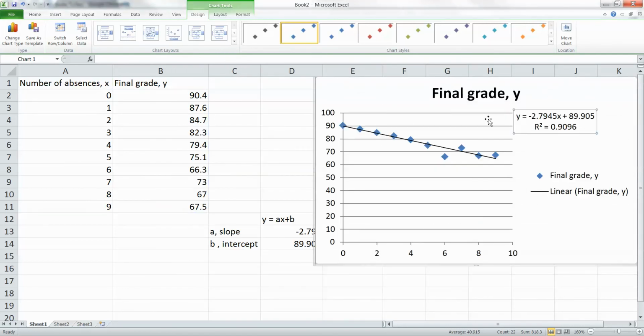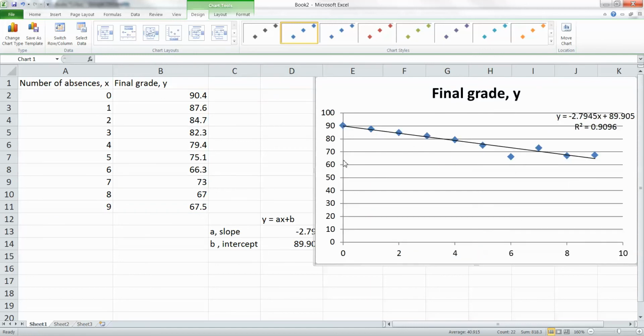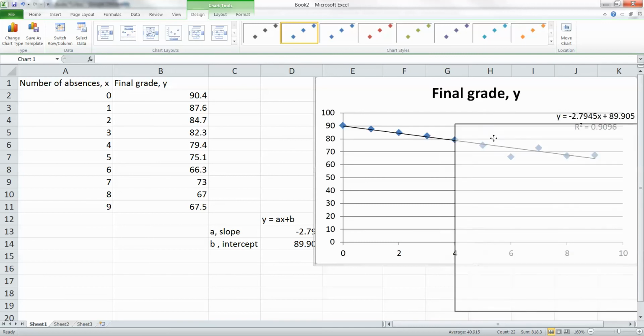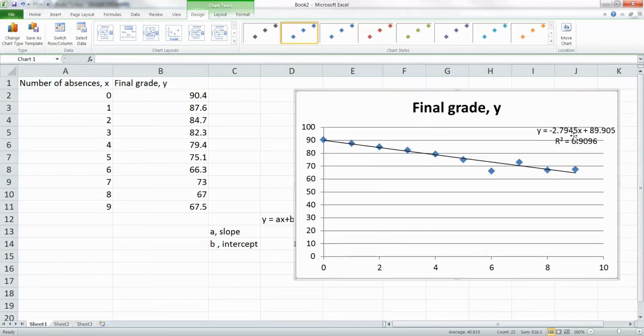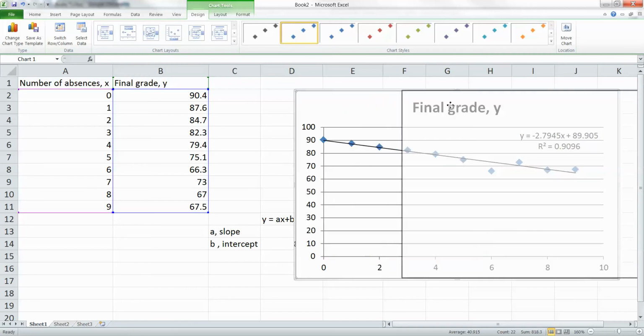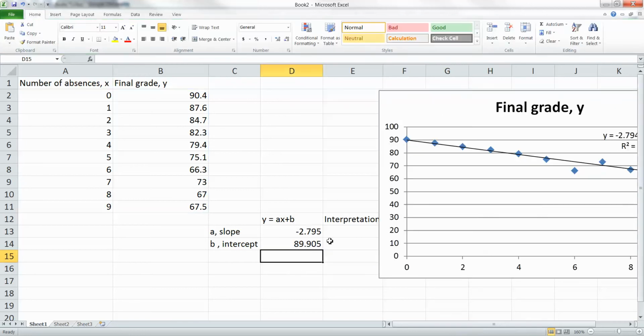Same equation. So the line hits at 89.9. The dot is at 90.4. Now they're very close together, so it looks like they're on top of each other, but they're not. That's the difference. We don't need that. Okay, all right, so let me move that out of the way. And by the way, that's another way: if you right-click and add a trend line, you can find the equation that way as well. So there you go. And I found the r squared that way as well.